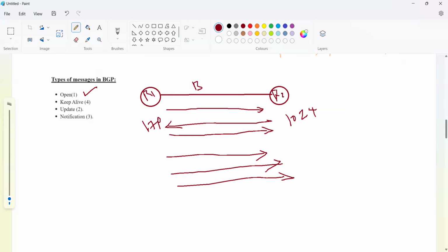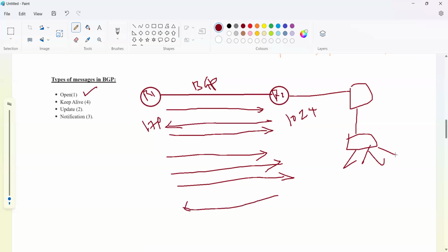Once you enable BGP on both ends, it will give the reply. In that reply, it will give the entire prefixes with the help of update messages. If this router has multiple prefixes, it will give the entire routing information in the update message. Then we have the open message.